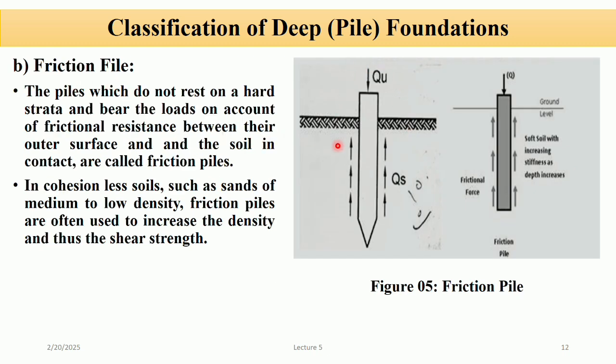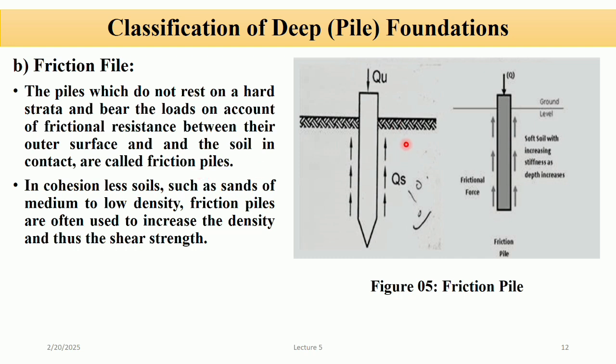So a friction pile is a type of deep foundation that transfers the structural load to the soil through friction along its surface rather than resting on a solid rock or hard stratum like an end bearing pile. So a friction pile is a pile which does not rest on a hard strata and bears the load on account of friction resistance between its outer surface and the soil in contact.